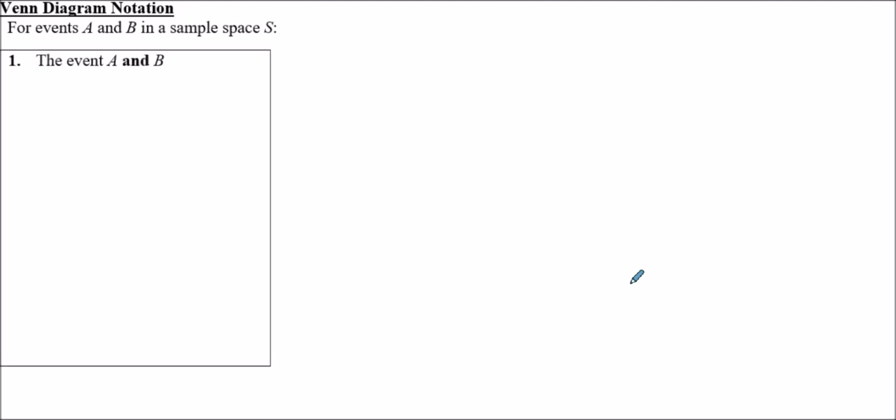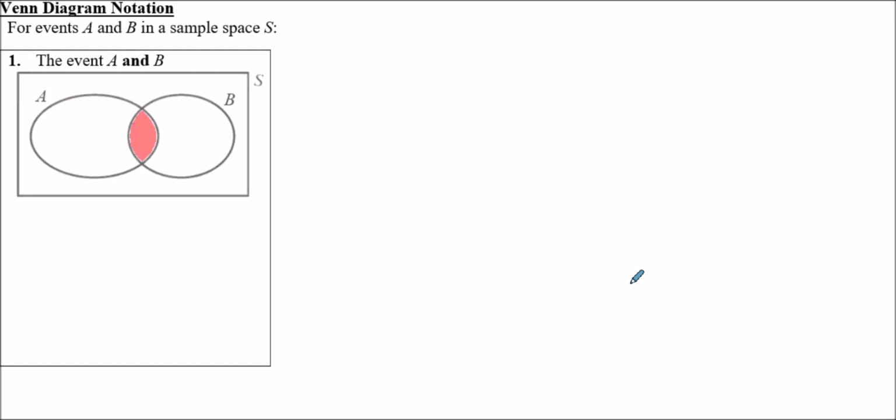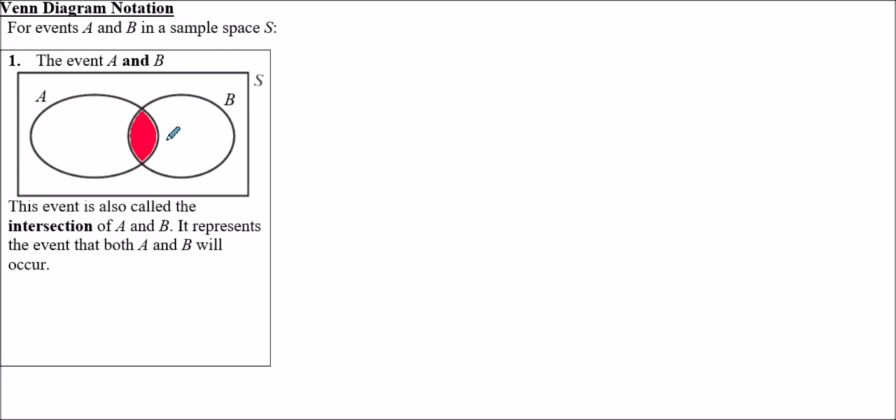So notation for Venn diagrams. So if we call one event A and another event B in the sample space S, what would the event A and B together look like, where A and B are happening together? Not A or B, but A and B simultaneously, if you like. What we'd have, it'd be the overlapping region of A and B. It'd be this region here, which I've shaded in red. So this event, in technical language, is called the intersection of A and B. It's where the two circles or two curves intersect each other. It's the overlapping bit. It represents the event that both A and B will occur.